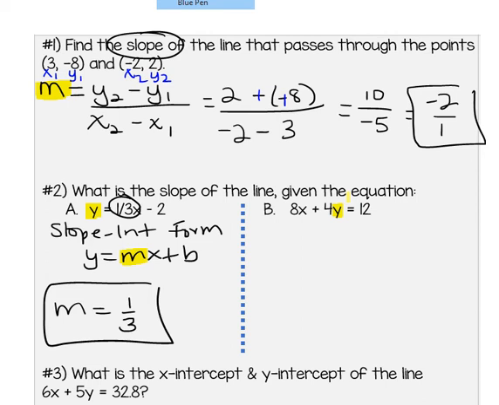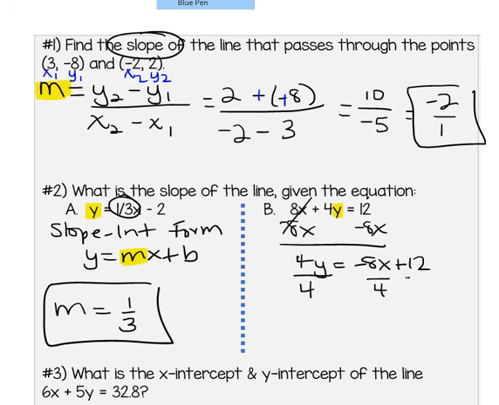So I'm going to move everything away from the y. I'm going to start by subtracting 8x from both sides. And by the way, this equation that was given to us is in standard form. I'm going to write this with my x first so it's in slope-intercept form. Now I need to get y by itself, so I'm going to divide every term by 4. And y is going to equal -2x plus 3.